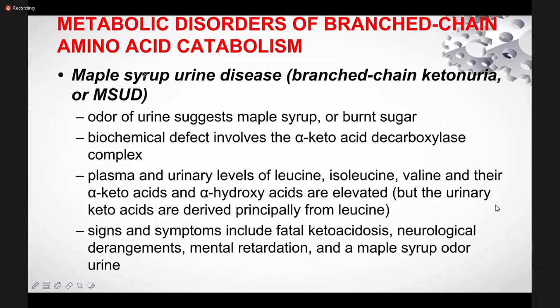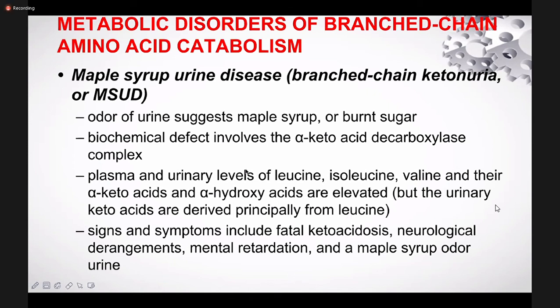So here, what happens is the odor of the urine suggests maple syrup or burnt sugar. So maple syrup urine disease is a disorder of branched-chain amino acid catabolism. The biochemical defect involves the alpha keto acid decarboxylase complex. Remember the complex with 5 enzymes? There is a defect in that area. So plasma and urinary levels of leucine, isoleucine, valine, and their alpha keto acids and hydroxy acids are elevated. But here, the urinary keto acids, those seen in the urine, are mostly contributed by leucine.